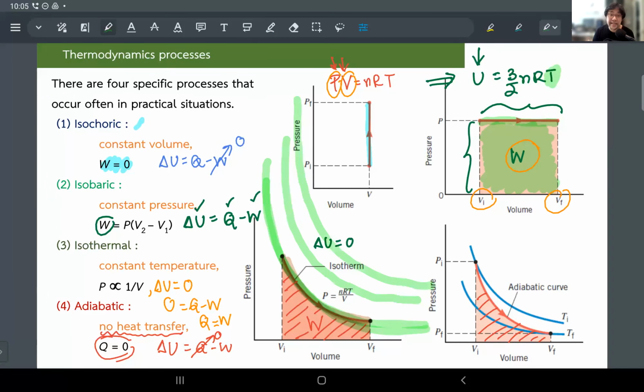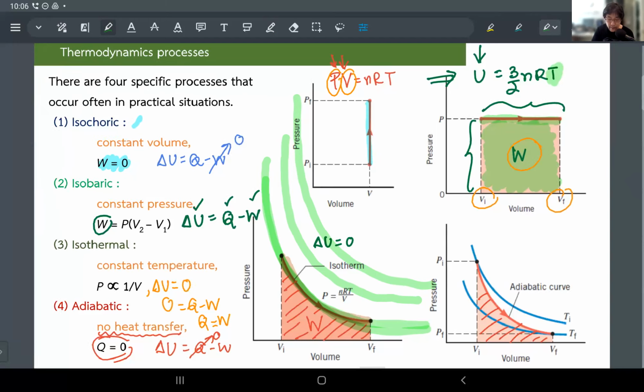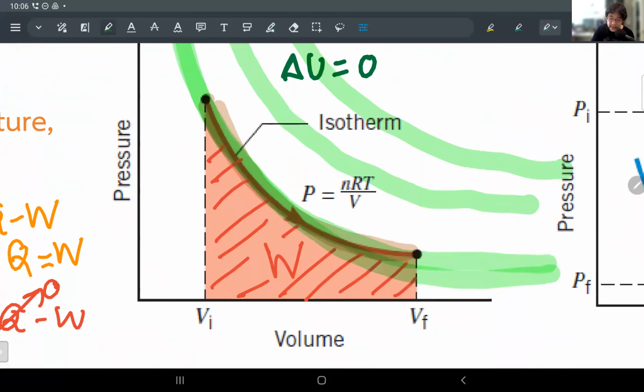You can use this as a guideline to keep track of the temperature change. If the gas does not change in temperature, it must stay on one isotherm. It cannot jump out of it. It has to stick with it. That's why the isothermal process is the process that rides along a single isotherm, not jumping out of it.